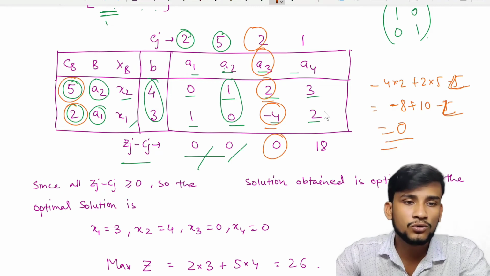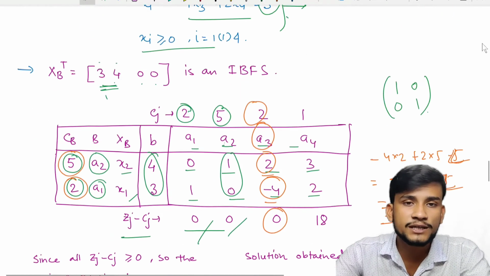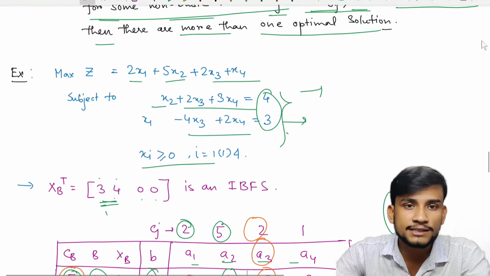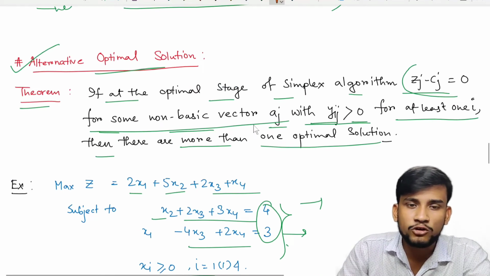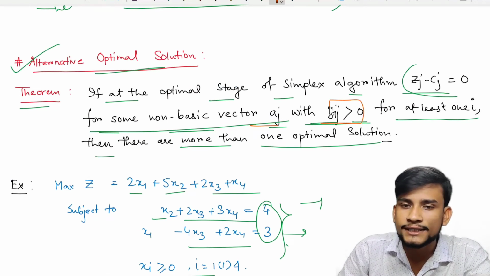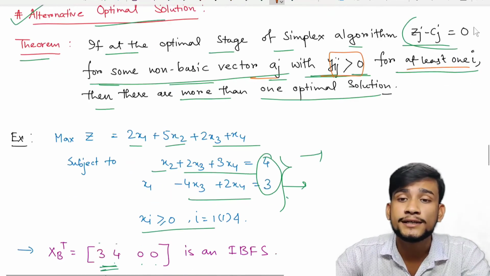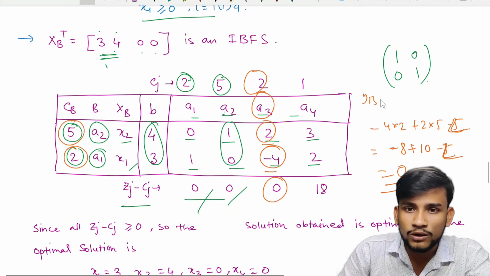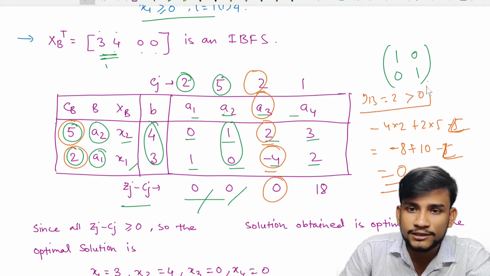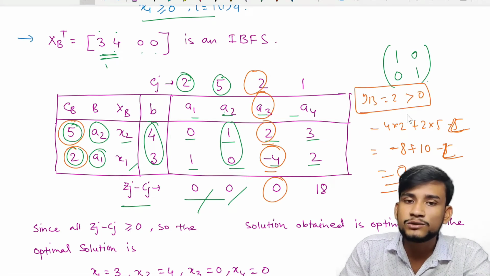For this, the theorem says that if zj minus cj is 0 corresponding to a non-basic vector aj and yij is greater than 0 for at least one i. See here, y13 equals 2, which is greater than 0. Therefore we get at least one yi3 which is greater than 0.